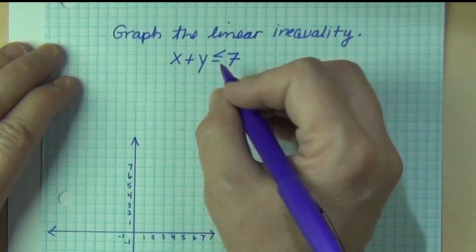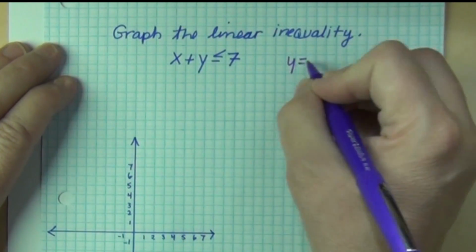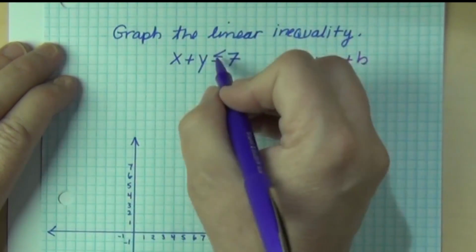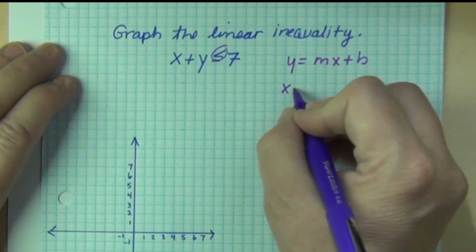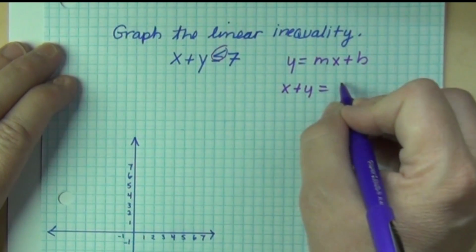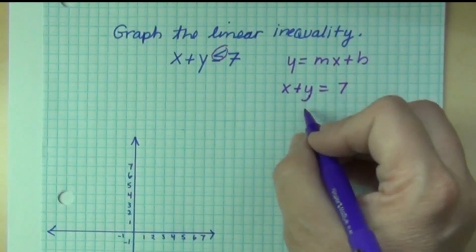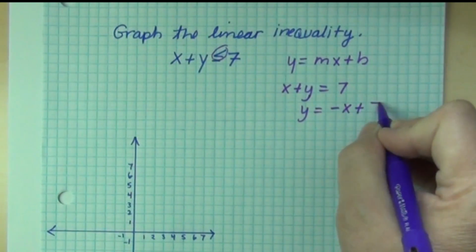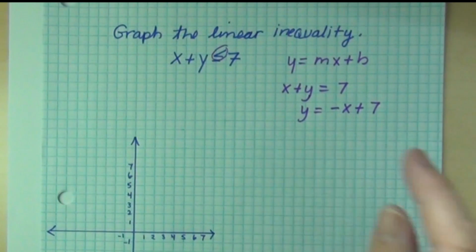Okay, the first thing I would do is get this in the form that we usually graph equations, which would be like y equals mx plus b. So first of all, I'm going to ignore the less than part, and I'm going to have to come back to that. I'm going to look at x plus y equals 7. That's the line itself, and work with this. So I'm going to subtract the x to the other side. I'll get a negative x plus 7. So the line itself is y equals negative x plus 7.